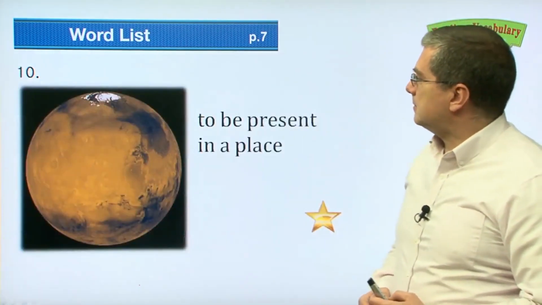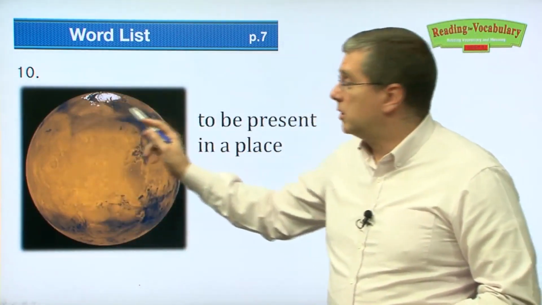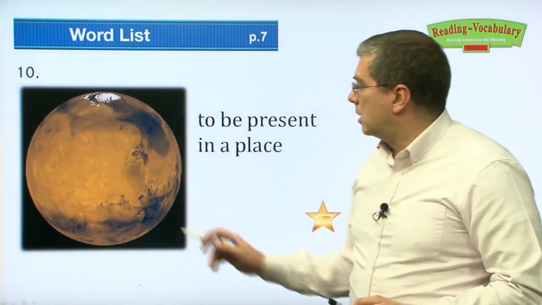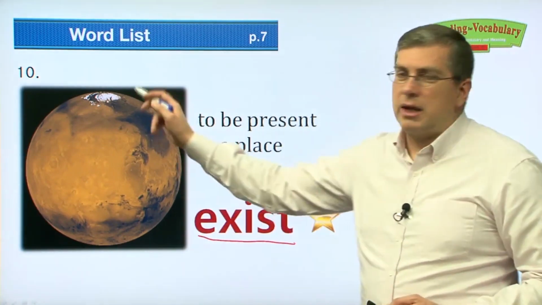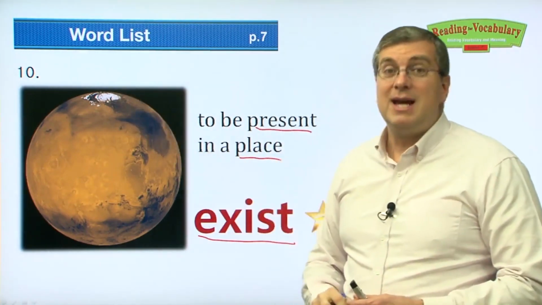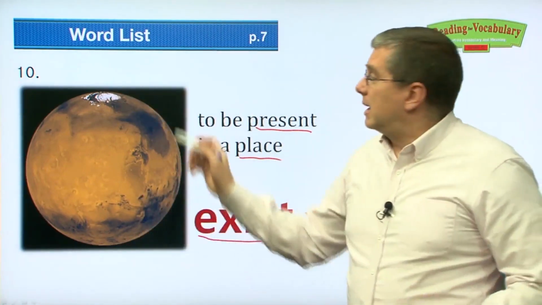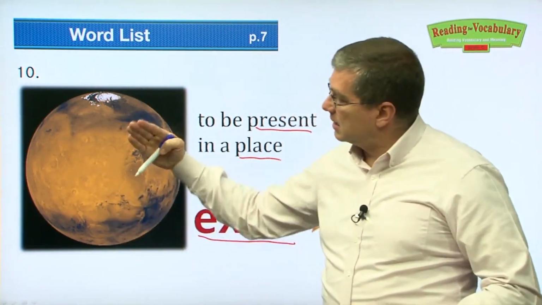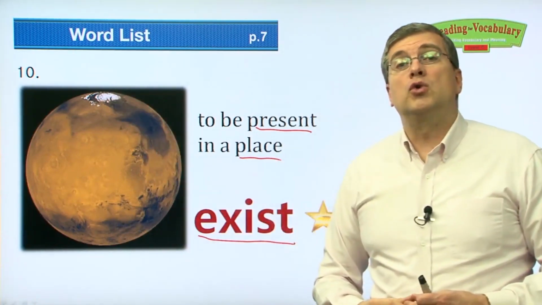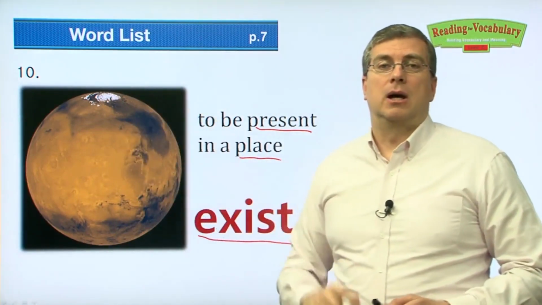Okay, next word. This one is to be present in a place. This is a picture. It looks like Mars. Of course, many scientists have been wondering if water exists on Mars. So if water is present in a place like water is on Mars, then water exists on Mars. And of course, we now know that at the North Pole and the South Pole, you can't see it because Mars is tilted like this, you can't see the South Pole, but at the North Pole, there's frozen water, ice, right? So there is water. Water does exist on Mars, okay?